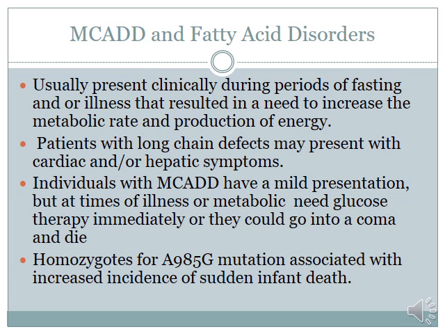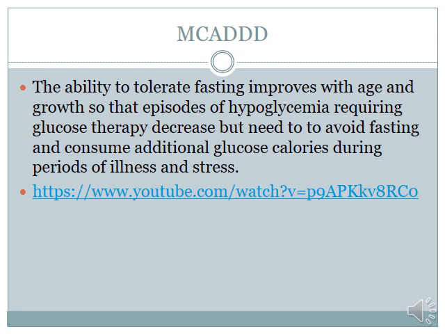Homozygotes for the A985G mutation are associated with an increased incidence of sudden infant death. The ability to tolerate fasting improves with age and growth, so that episodes of hypoglycemia requiring glucose therapy decrease as the child gets older, but there still is this need to avoid fasting and the need to consume additional glucose calories during periods of illness and stress.